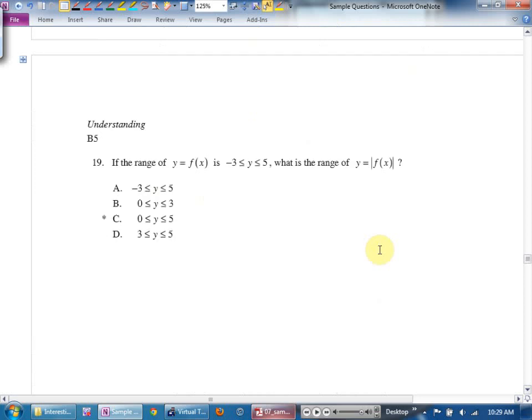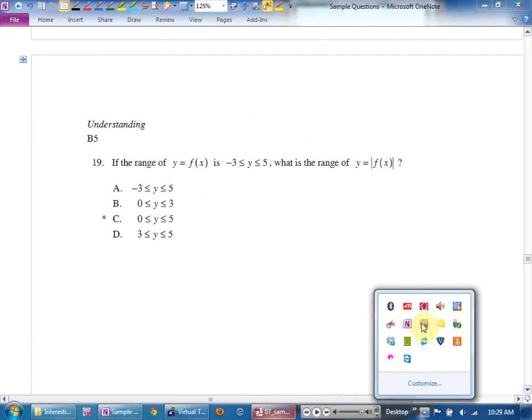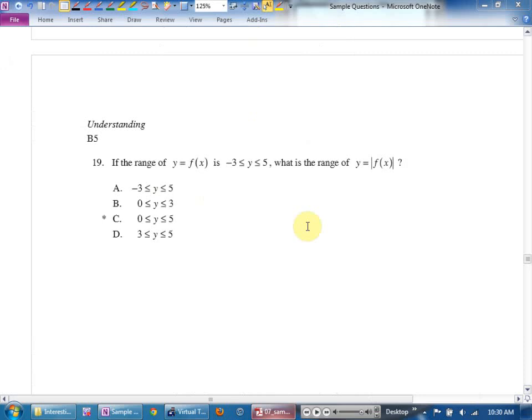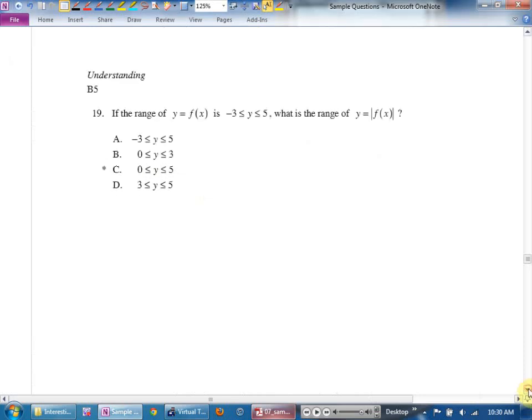So again, if they give me a range and they want me to answer the new range of a transform function, I don't try and do it in my head. I just do a sketch again. So if my original range was from -3 to +5, I'll do a simple graph. How about that? What would the absolute value be?